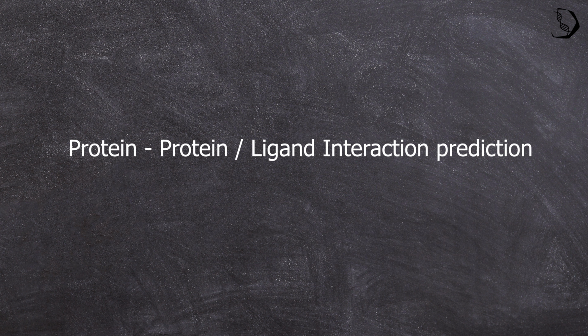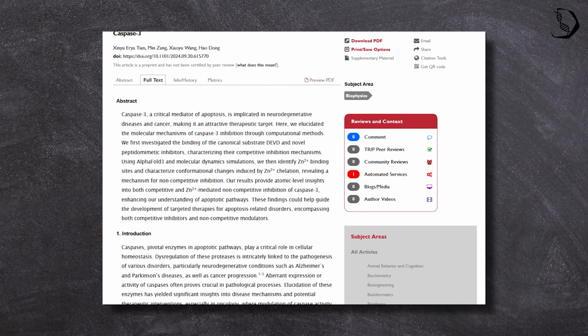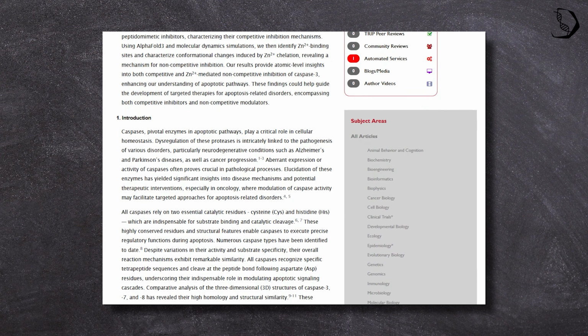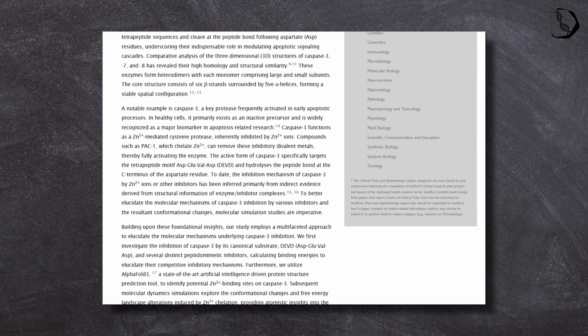Many scientists, including myself, use AlphaFold 3 for protein-protein predictions and protein-ligand predictions. Also, for example, Tian et al. used AlphaFold 3 in dynamic simulations to identify zinc ion binding sites in caspase 3, which is an enzyme essential for apoptosis. It's the programmed cell death.